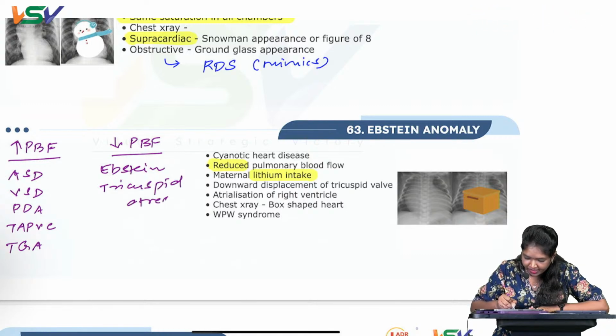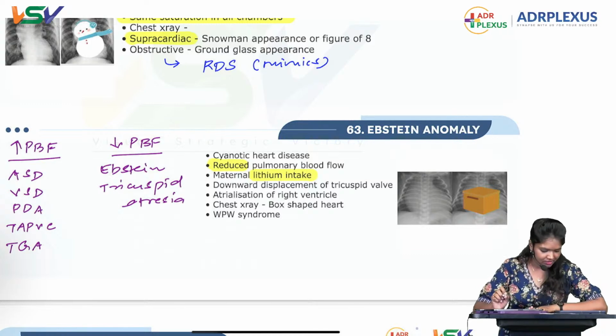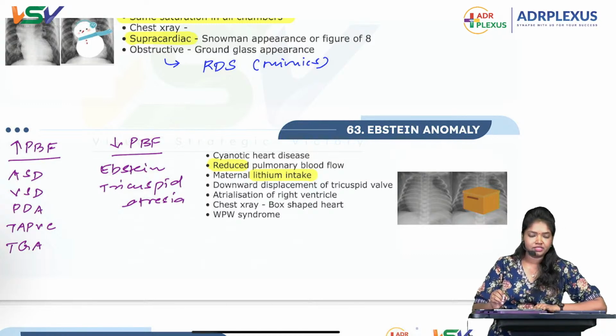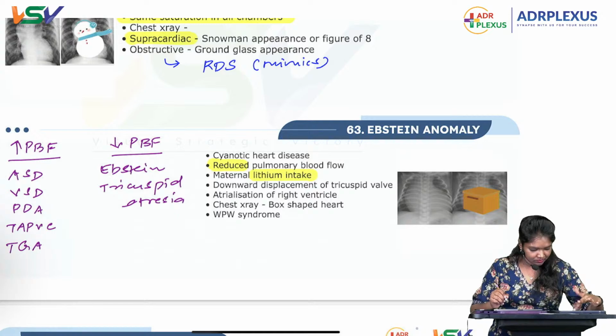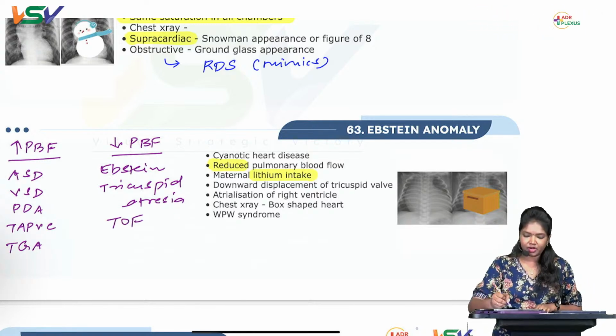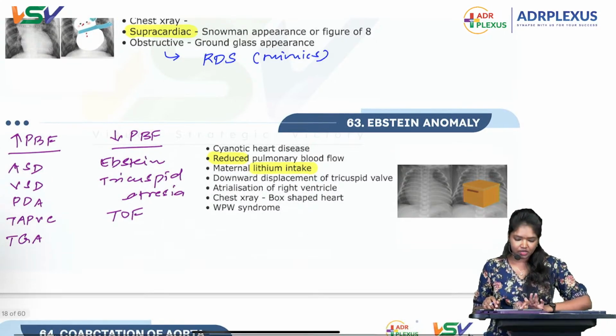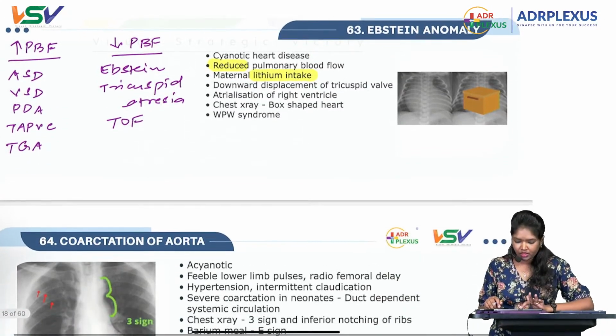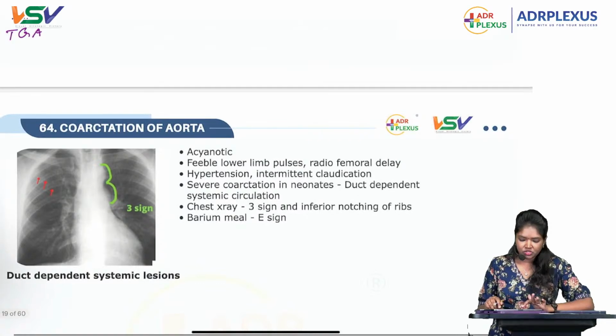What is one more important cyanotic heart disease where pulmonary blood flow is of importance? What is that? TOF, very good. In TOF, you will have decreased pulmonary blood flow. Able to understand? Okay, fine. Moving on to VSB 64.